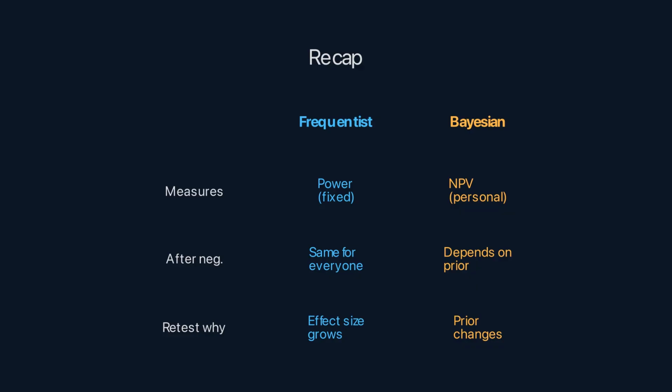Recap. Frequentists measure power. A fixed property of the test. Bayesians compute negative predictive value, which depends on the prior. Same negative test, different levels of reassurance.